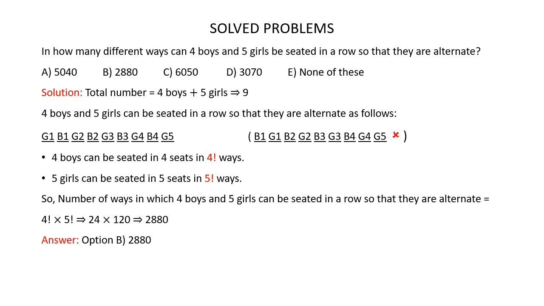Now, supposing you start the seating arrangement with a boy, then it will be B1, G1, B2, G2, B3, G3, B4, G4. Now, since there are only four boys, the seating arrangement of boys will stop here. And since there are five girls, the last girl would have to be seated in the last position here. And if a girl is seated in the last position here, then two girls will be seated next to each other. So, as you can see, this is not an alternate position. So, this arrangement is wrong.